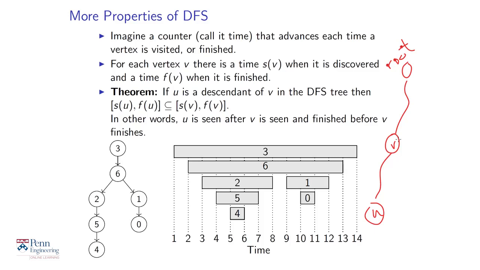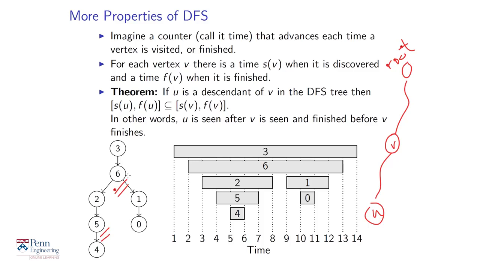Okay, so the theorem says that if U is a descendant of V in the DFS tree, for example, 5 is a descendant of 6, then the duration that 5 is active is a subset of the duration that 6 is active. So you can see that in the picture on the right, that 5 is active from time step 4 to time step 7, and 6 is active from time step 2 to time step 13. So definitely the duration that 5 is active is a subset of the duration that 6 is active.